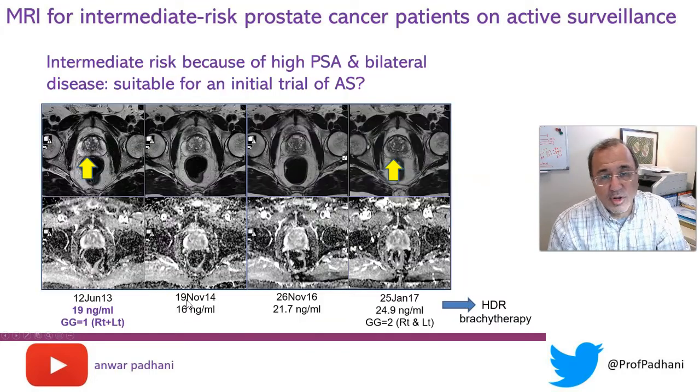And here's an example of one such patient with intermediate risk prostate cancer on the basis of bilateral disease and a slightly raised PSA. And you can see that this man was followed for several years, after which, of course, the PSA went up and his grade group went up, and then he underwent definitive therapy. So you can see how the non-visibility of a lesion over time is in fact very prognostic of how this man would in fact do.